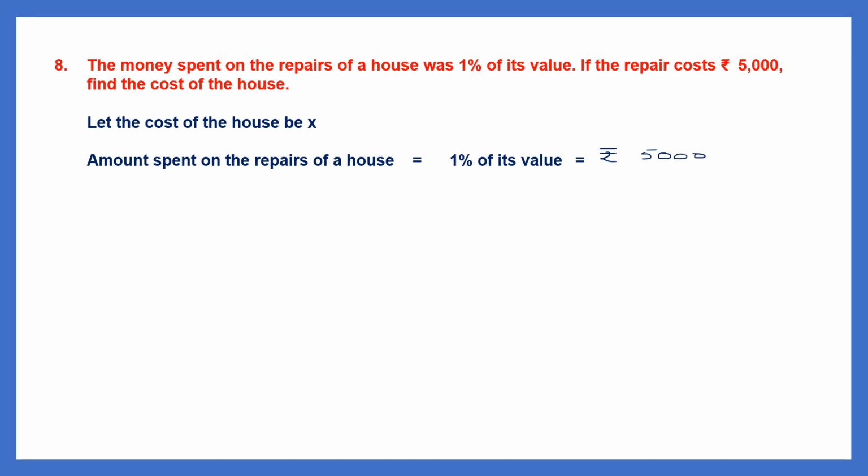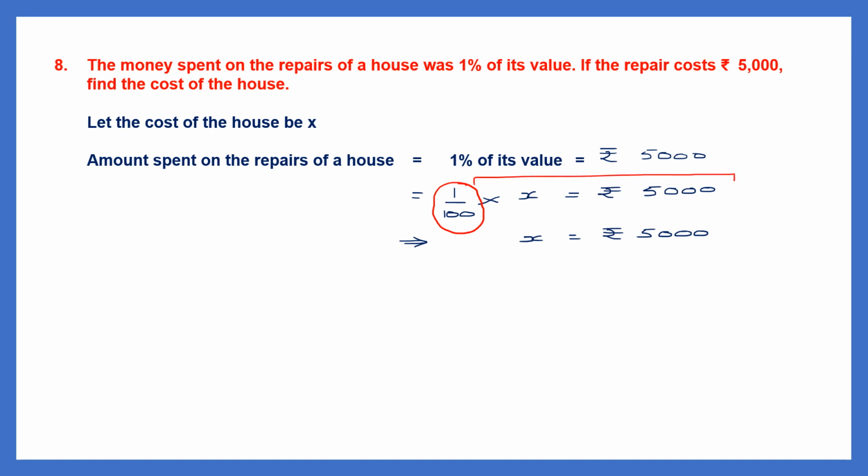So let's write this. 1% of its value means 1 by 100. 1% is 1 by 100. Of is into value, means the cost of the house which we don't know. So we're going to say x. All this is equal to 5,000 rupees. So now we are going to find the cost of the house by saying x is equal to, on the right hand side write 5,000 rupees as it is. Now we are going to transpose this 1 by 100 to the right hand side. So since it's multiplication here, when it goes there, it becomes division. So this is divided by 1 by 100.